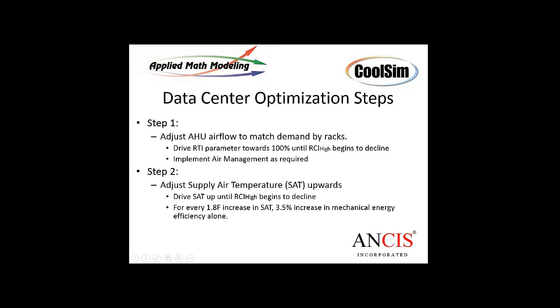So the steps we're going to use today for optimization are: step one, we're going to go for RTI. We're going to adjust the air handler unit airflow to match only what is required by the racks. So we're going to drive the RTI parameter towards 100% until RCI high, which is measuring conformance, begins to decline.